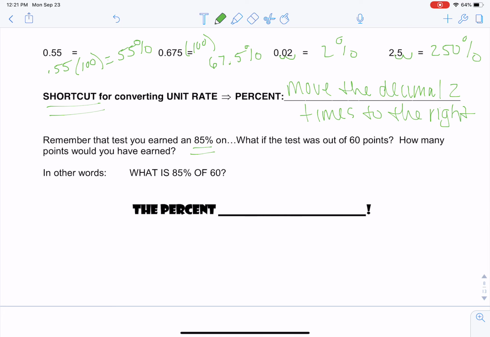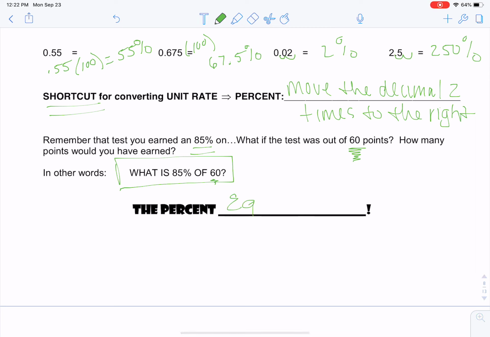You did a rockin' job. But what if the test wasn't out of 100 points, thank goodness, it only had 60 points. How many points would you have earned? That's when things get a little more complicated. We're going to start talking about what if you have a question, what is 85% of a 60-point test?